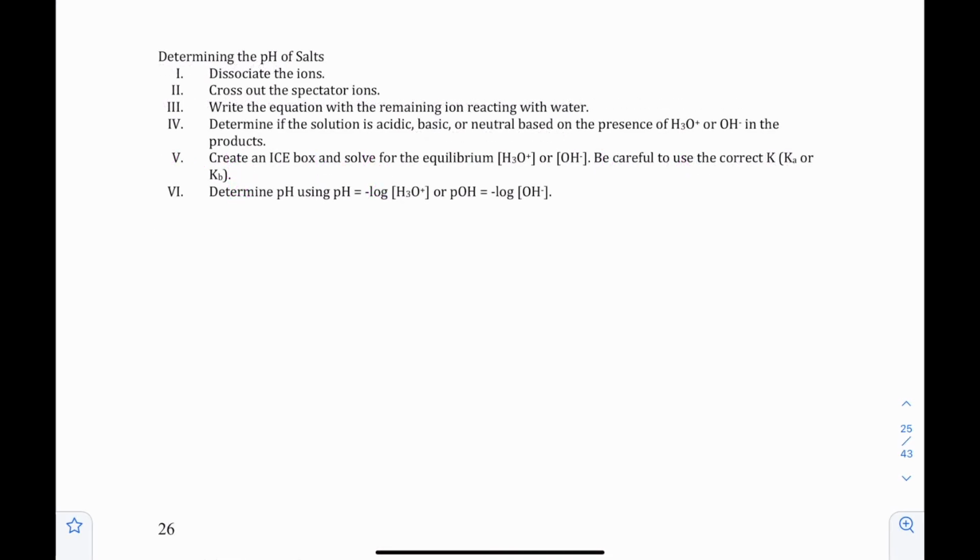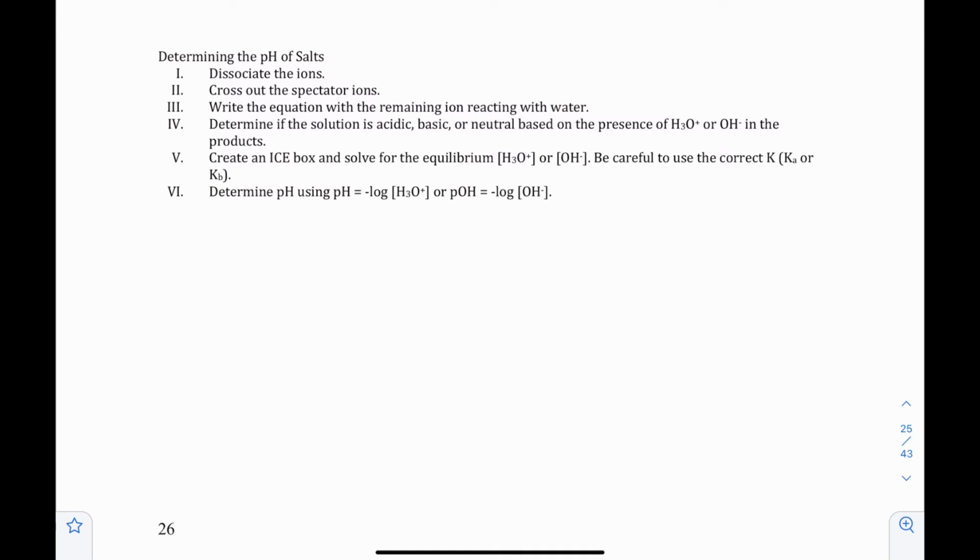Let's talk about how to determine the pH of salts. Salts are ionic compounds, so the first step is to dissociate the ions in the solution and cross out the spectator ions. Sometimes both ions will be spectators, which means the salt is neutral because there's nothing that will react with the water to make either H+ or OH- in the solution. But normally, only one of the ions from the salt will be a spectator that you can cross out. The other will react with the water in the solution.